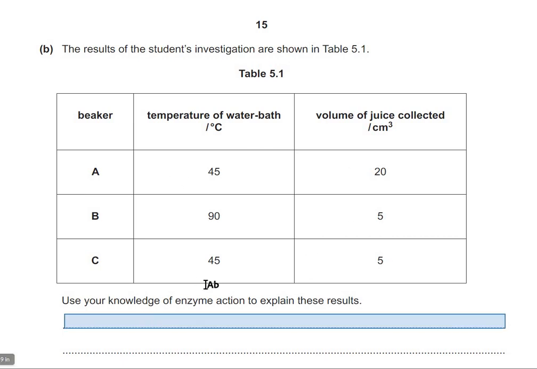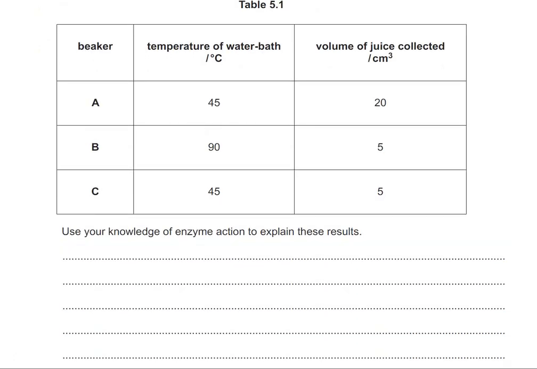All right. So use your knowledge of enzyme action to explain these results. We can write down that beaker A produced more juice than beaker B at 45 degrees Celsius, as compared to beaker B that was at 90 degrees Celsius. And we have to explain this result. Why was this? Because at 90 degrees Celsius, the enzyme would have been denatured and the active site would have been deshaped or deformed. So the substrate would no longer be able to fit in the active site.